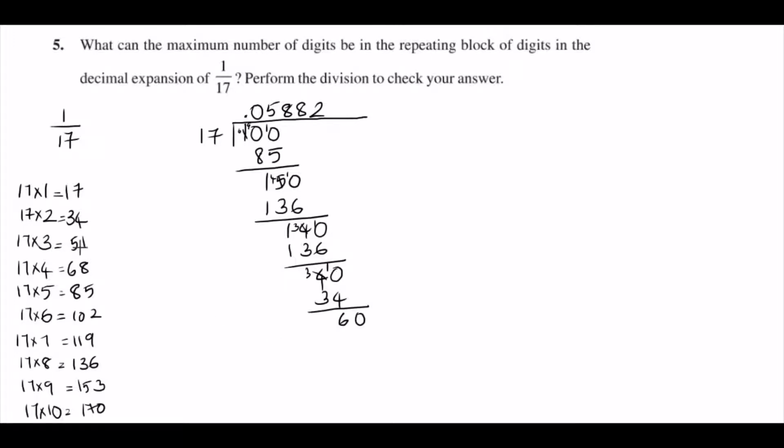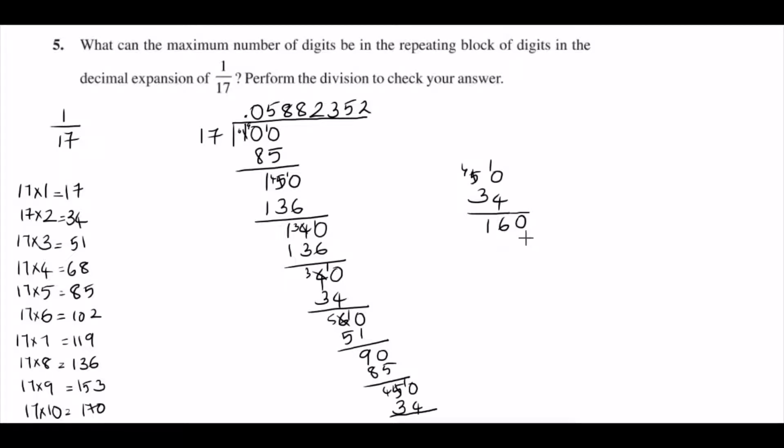So in 60, 17 goes thrice. So 51. In 90, 17 goes 5 times. That is 85. 90 minus 85 is 5. In 50, 17 goes twice. That is 34. As there is no space, I'll just write it here. So 50 minus 34 is 6 and 4 minus 3 is 1.